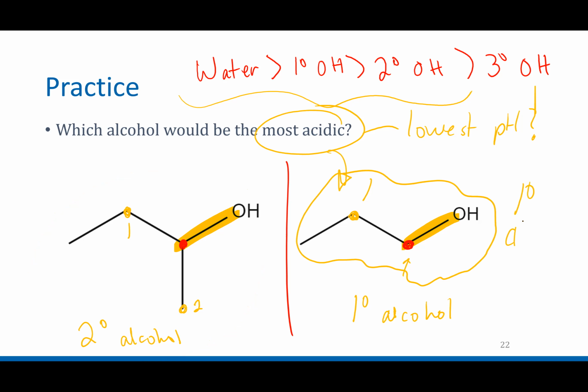Primary alcohols are more acidic than secondary. All right, cool. So you're going to look at that a little bit more in detail in the lab tomorrow.